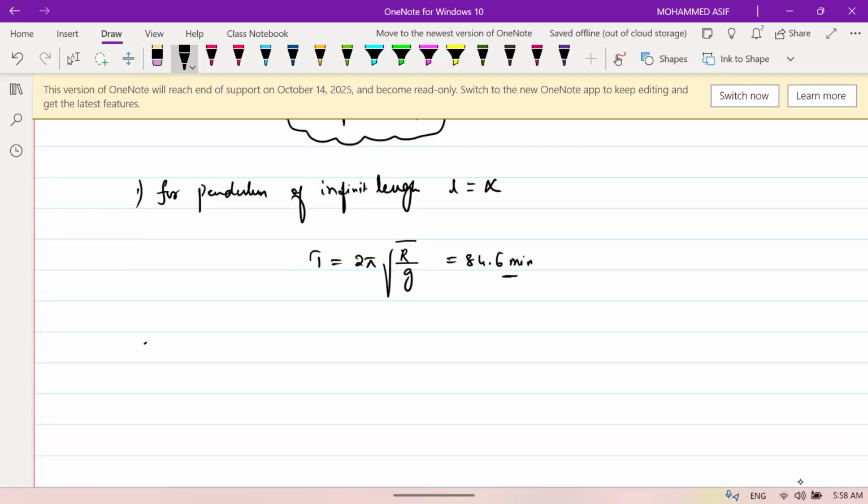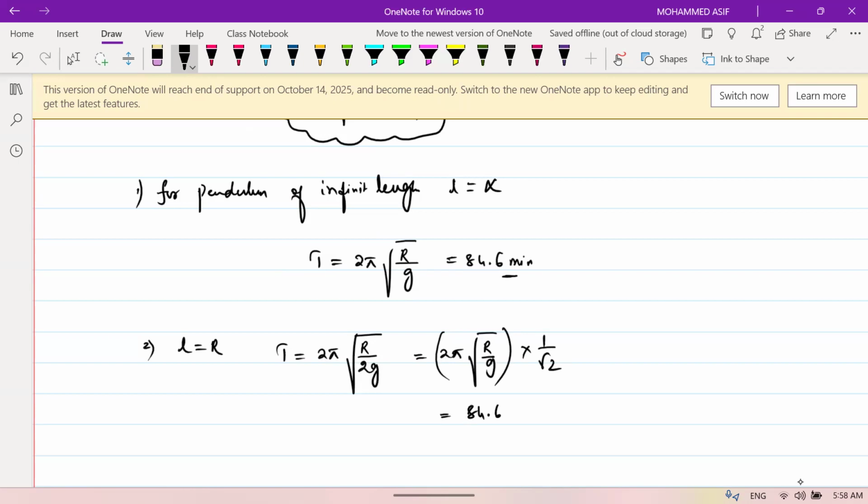Now if the length is equal to R, the capital R, then the time period will become T is equal to 2 pi under root of R divided by 2G. That means I can write this as 2 pi under root of R divided by G multiplied by 1 by root 2. You already know that 2 pi under root of R by G is 84.6 minutes. So it is 84.6 minutes divided by root 2. If I simplify this, approximately I'll get 60 minutes, that is equal to 1 hour. These are the standard values which should be committed to your memory.